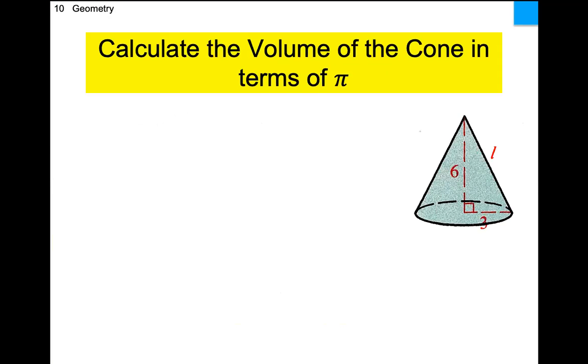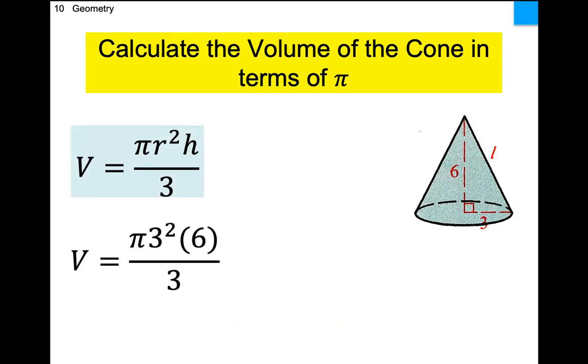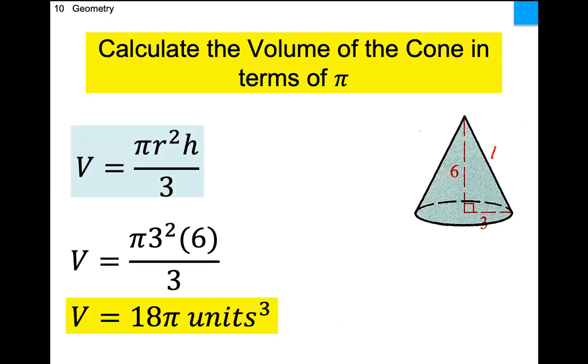All right, let's do one, back to the same cone we had before. It says calculate the volume. To do the volume, we need the volume formula, so we need the radius and the height. And look, we got the radius and the height. The radius is 3 and the height is 6. This is just a matter of plugging those numbers in, doing the math. It says leave it in terms of pi. 3 squared is 9. 9 times 6 is 54. 54 divided by 3 ends up being 18. So we get 18 pi units cubed.